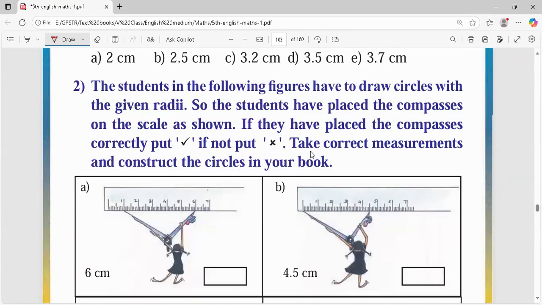Next, second one, the students in the following figures have to draw circles with the given radii. The students have placed the compasses on the scale as shown. If they have placed the compass correctly, put a right mark. If not, put a wrong mark. Take the correct measurement and construct the circle in your book.